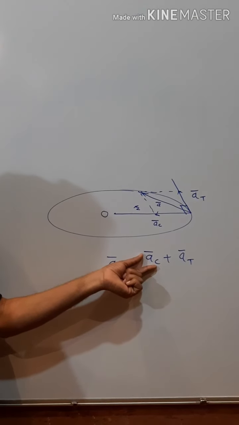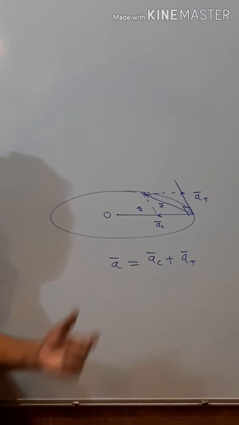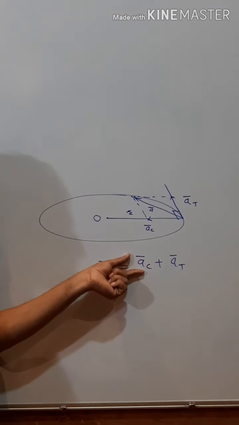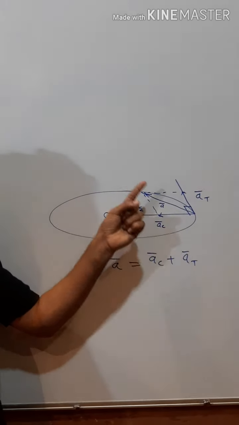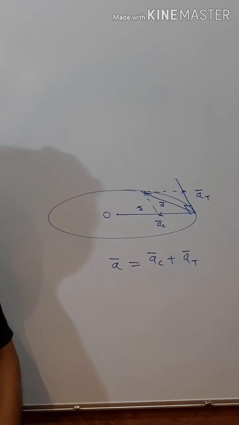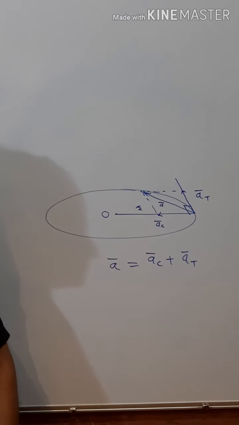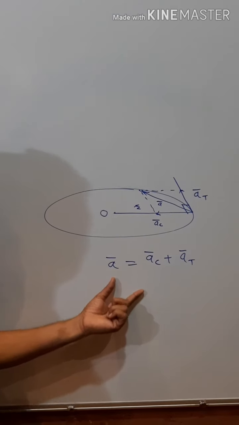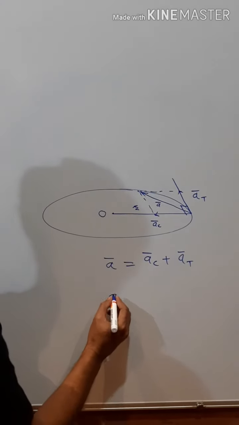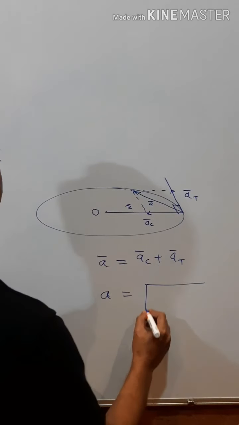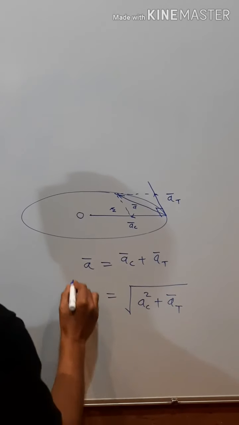This centripetal acceleration is responsible for the change in direction of the velocity, and as it is along the center, it is called a centripetal acceleration. And this tangential component changes the magnitude of the linear velocity, and as it is along the tangent, it is called a tangential acceleration. From the numerical point of view, the magnitude of the resultant acceleration is important, and it is given by A is equal to square root of AC square plus AT square.